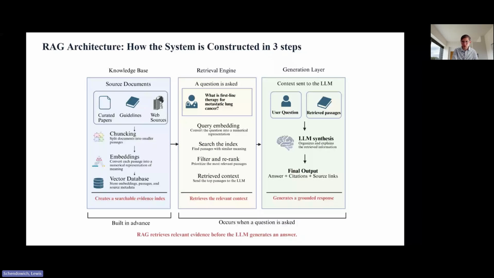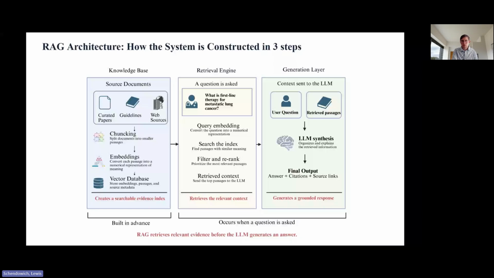An LLM receives both the clinical question and the retrieved passages. It then organizes and explains the information, ideally with citations that link to the original source, like OpenEvidence does. The key part to consider is that the LLM still generates language, but RAG supplies the evidence first. It does not replace the LLM, it grounds the LLM with selected source documents.